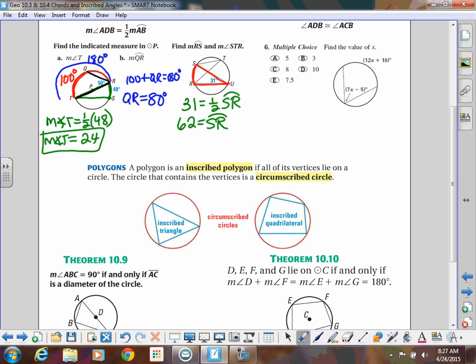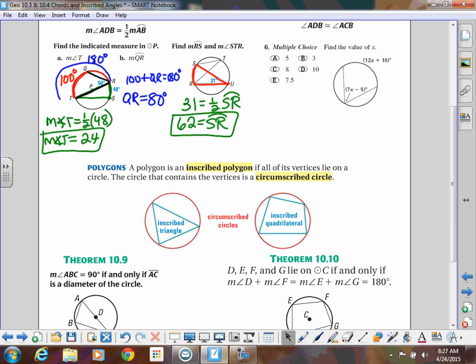Another way to think of it is, remember the arc is always going to be bigger than that inscribed angle. So you know it has to either be a half or double. If I'm going to find the larger piece, I need to double my number. If I'm going to find the smaller piece, I need to halve my number. So SR is equal to 62 degrees.